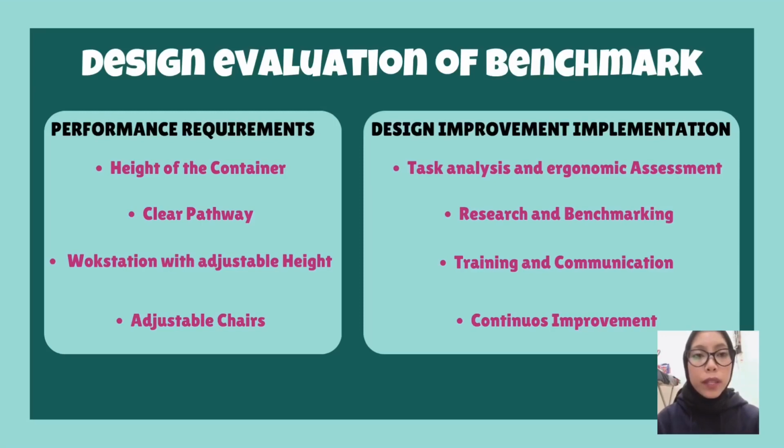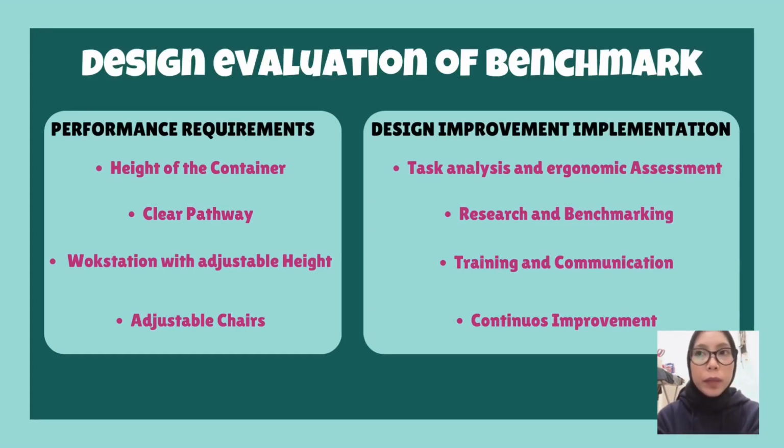For performance requirement, there are 4 points that are important to evaluate. Firstly is height of container, to make sure the placement of handles minimizes bending and reaching. Secondly, a clear pathway for safe and ergonomic movement between the wire container and CNC machine. Thirdly is workstation with adjustable height. This is for delivering the product, so the workers are in an ergonomic position and not in strain anymore. Fourth is adjustable chair, for proper posture and to reduce the risk of back and neck pain while keying in data entry.